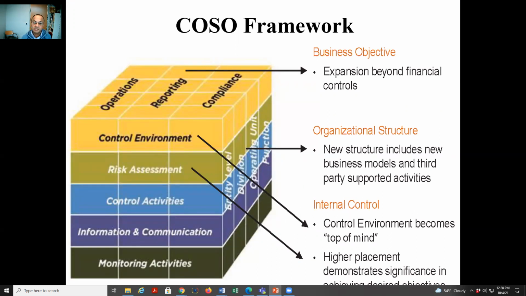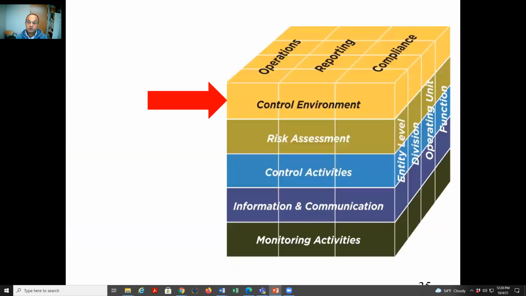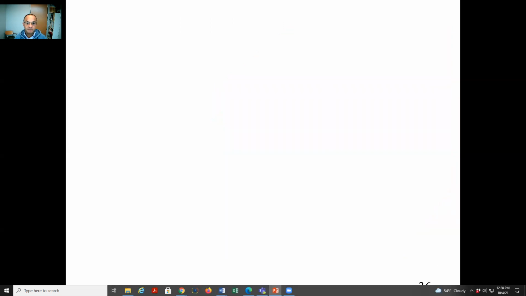Then try to assess the risk by checking all the changes, because whenever we change anything in the system, there is a possibility of having risk. And how can we make the different activities to control the risk? How we enter the information and communicate and disseminate the reports among the different stakeholders, and then make some kind of monitoring. So let us go to the control environment, the first element in this framework.